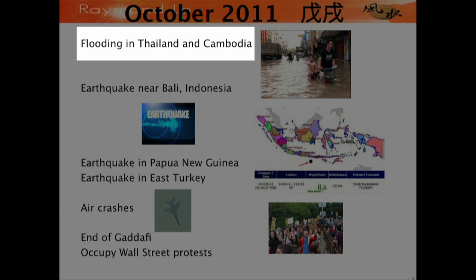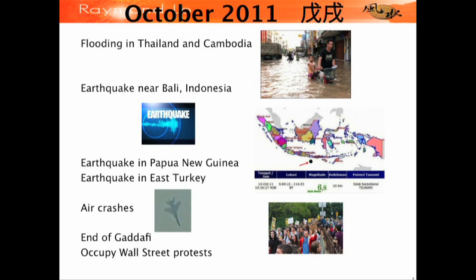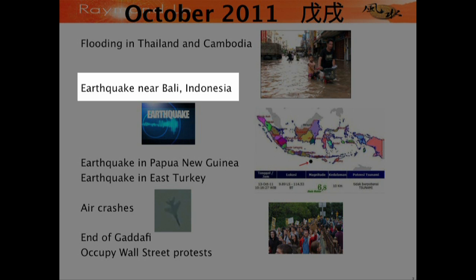This month, what we have seen is flooding in Thailand and Cambodia. So therefore, water problem. That's why next year, Yang water, is very powerful water. And then a lot of earthquakes. So in the last 2 weeks you have an earthquake near Bali.